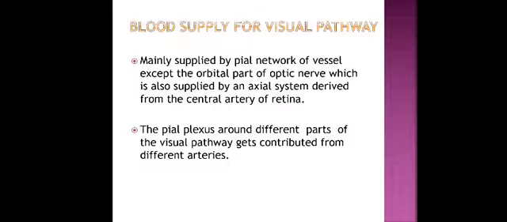The next one is the blood supply of the visual pathway. It is mainly supplied by the pial network of vessels, except the orbital part of the optic nerve, which is also supplied by the axial system derived from the central artery of the retina. The pial plexus around different parts of the visual pathway gets contributions from different arteries.